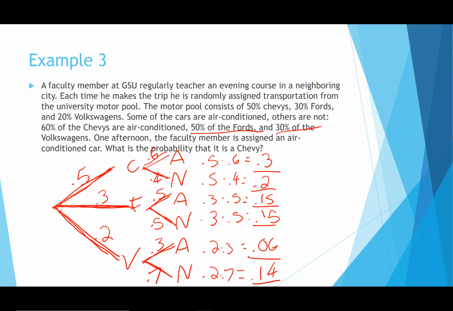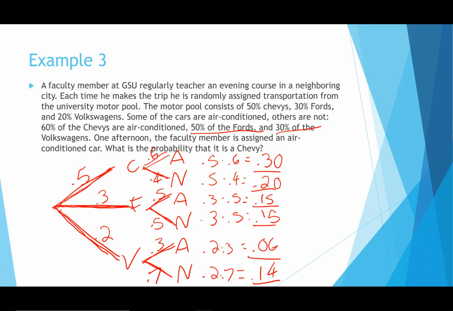So basically think of this. There's 100 cars in total. If you imagine 100 cars, this means 30% of them are Chevy and AC. So 30 cars are Chevy and AC. 20 cars are Chevy and not AC. 15 cars are Ford and AC. 15 are Ford without AC. 6 cars are Volkswagens with AC, and 14 are Volkswagens with no AC.